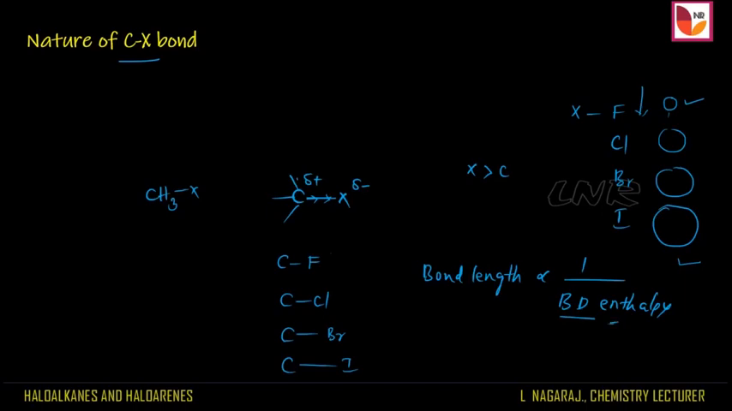Further, as we move from fluorine to iodine, the electronegativity of the halogen also decreases. Fluorine is more electronegative than chlorine, chlorine is more electronegative than bromine, and bromine is more electronegative than iodine. Therefore, the polarity of the C-X bond decreases accordingly. C-F is more polar than C-Cl, C-Cl is more polar than C-Br, and C-Br is more polar than C-I.